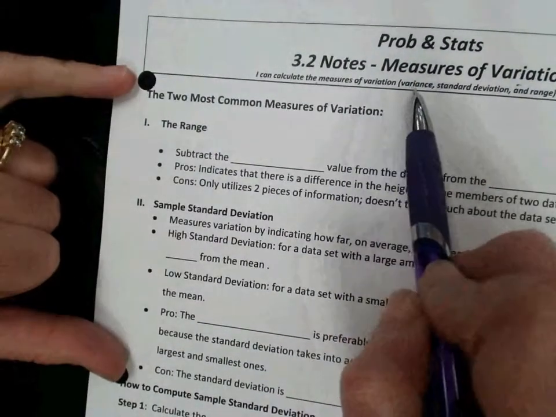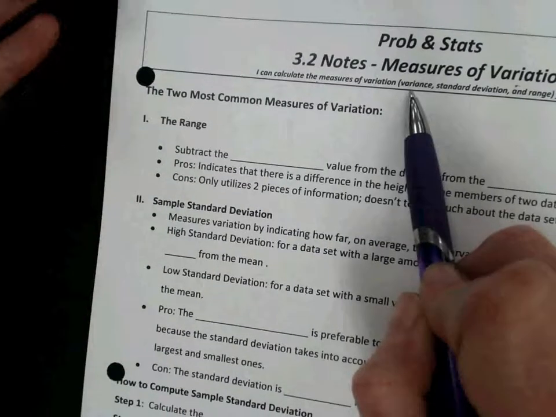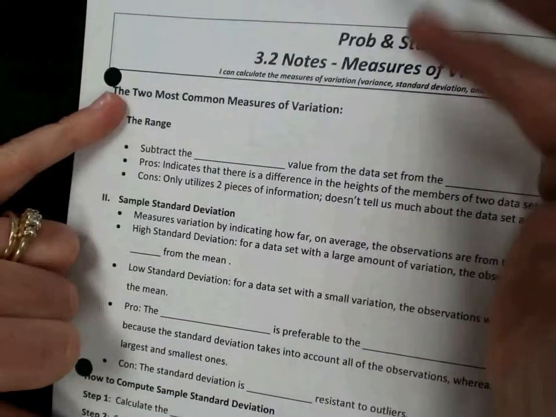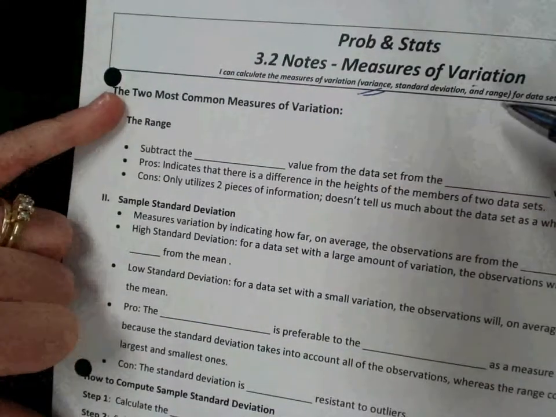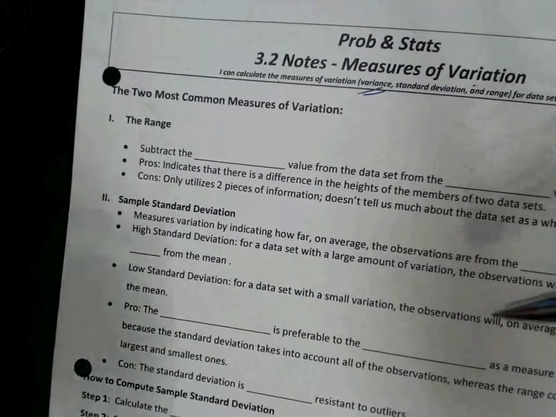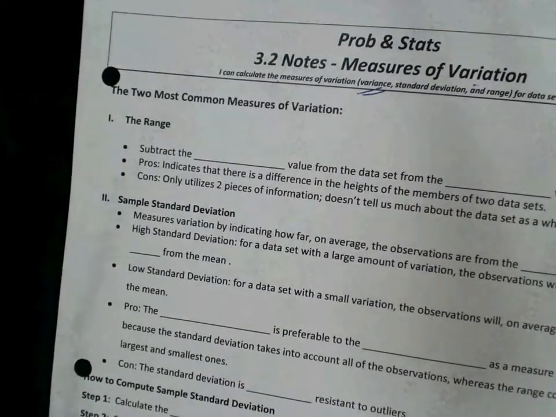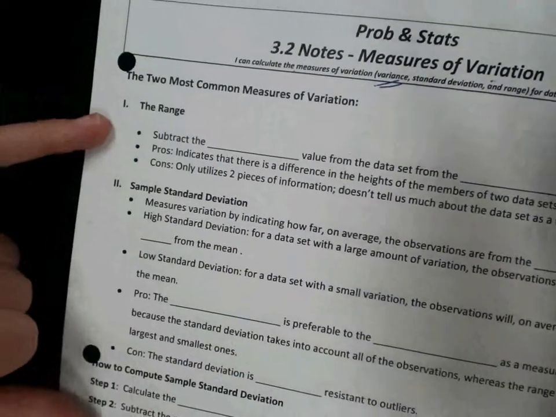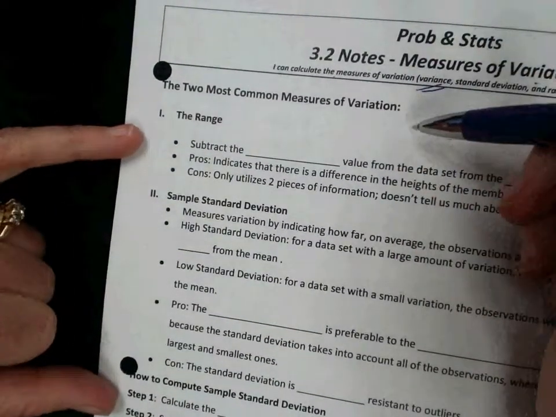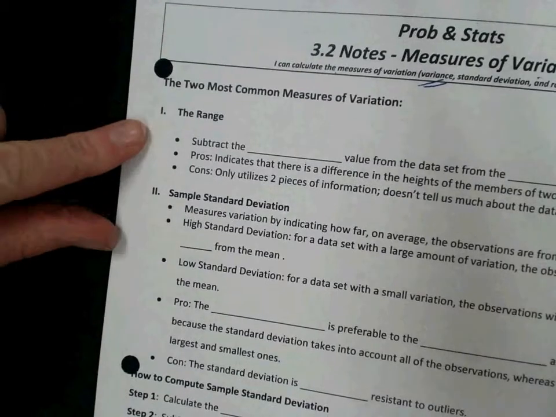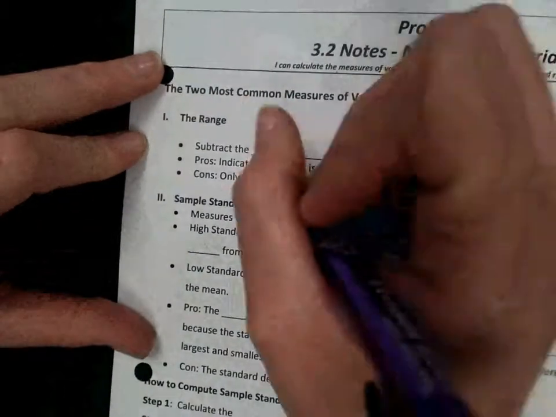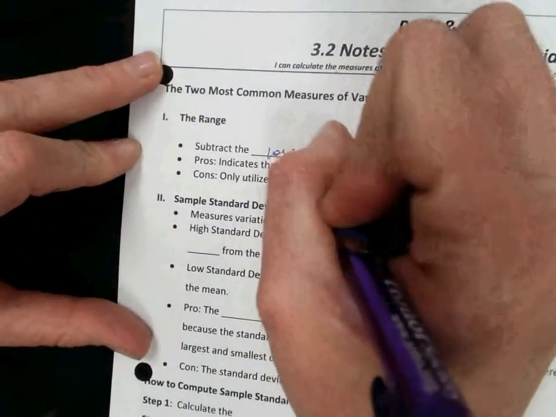Variance, which we referenced in the opener, but that's a new term for today. Standard deviation and range. You've all demonstrated you know how to find the range, but that is also a measure of variation. The two most common measures of variation. The first one is the range, which is where you just subtract the lowest data point from the highest data point.